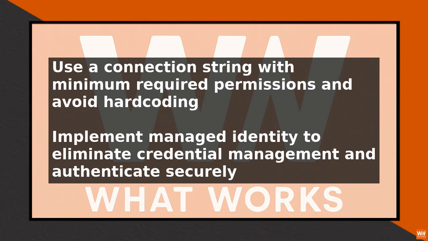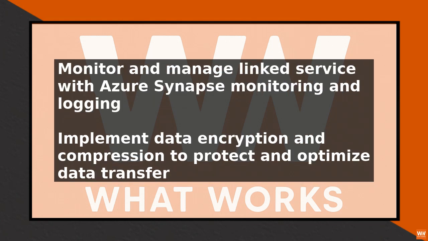Suppose you want to create a linked service to connect to an Azure Blob Storage account. You would choose the Azure Blob Storage data source type and select the correct authentication method, such as Azure Active Directory or Managed Identity. You would then enter the connection string, including the storage account name and key, and configure the encryption and compression settings as needed.